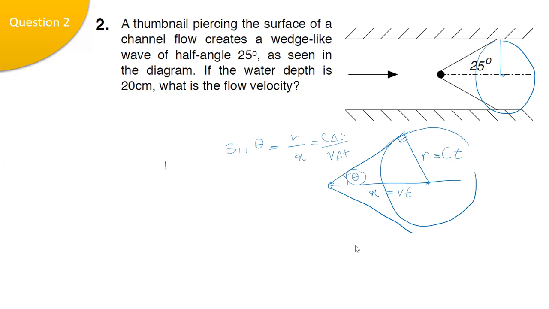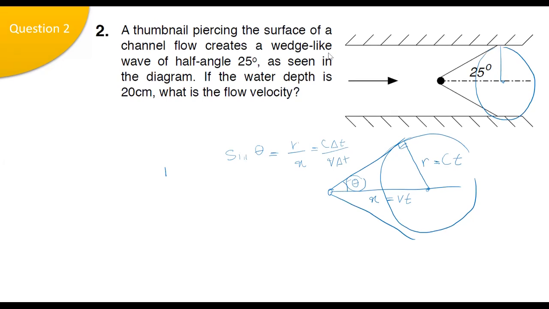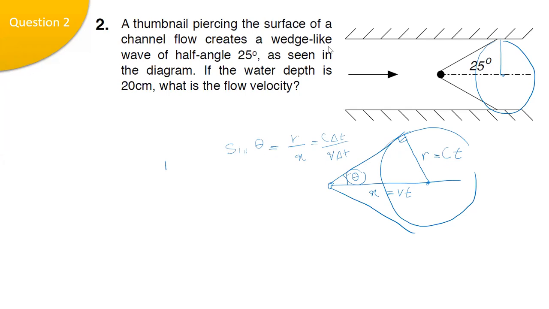I see a question here. So V is the speed that the flow, the fluid, is going, and C is the speed of the wave that is generating. Okay. So this one was even simpler. We didn't need to use any of those equations.